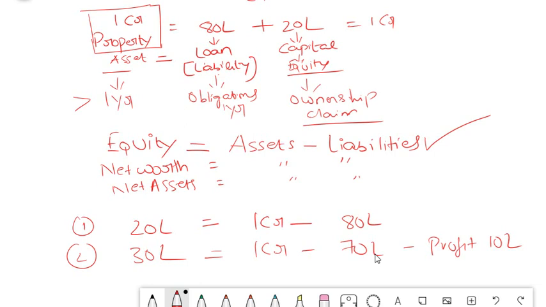Now, if I set it off, then still I have 30 lakhs with me. That 30 lakhs belongs to whom? It belongs to the owner of the business. So, it is called the equity or the capital or the net worth, which belongs to the owner of the business. So, this is the logic, friends.